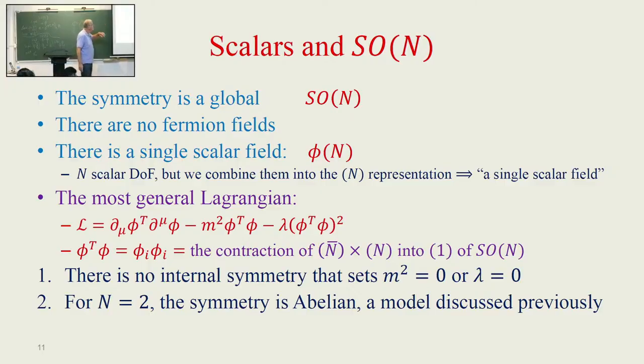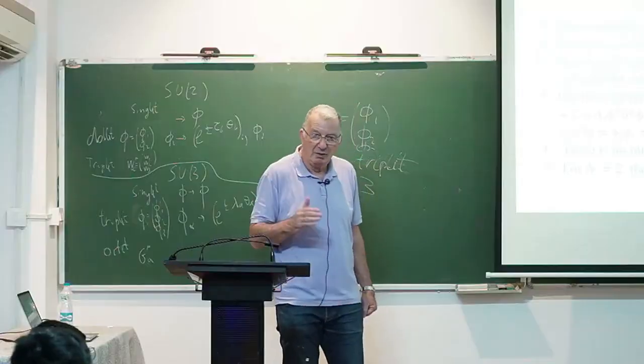No fermion fields and a single scalar field phi in a representation of dimension n. Now this is another thing of language which is important, at least for me. This field has n scalar degrees of freedom: there is phi 1, phi 2, phi 3, up to phi n. So if this is SO(3), then there is phi 1, phi 2, phi 3. It has 3, but I call it a single scalar field. I don't call it 3 fields. If it is one representation, I call it a single field.